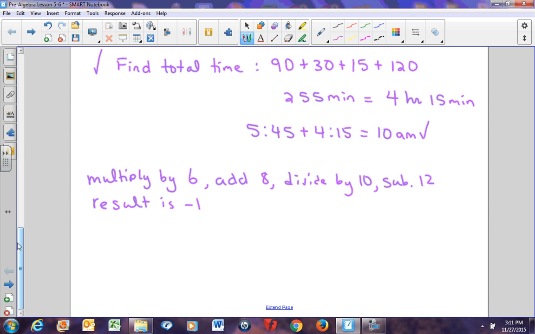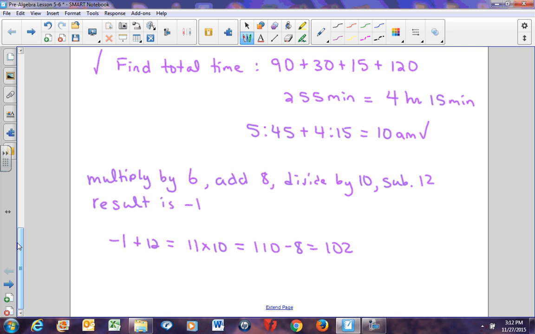Start with the -1. Before I had an answer of -1, I subtracted 12, so I'll add 12 to that, and that will give me 11. Before I had that 11, I divided by 10, so I will multiply by 10. 11 times 10 is 110. Before my 110, I got my 110 after I added 8, so I subtract 8 from that. That gives me 102.